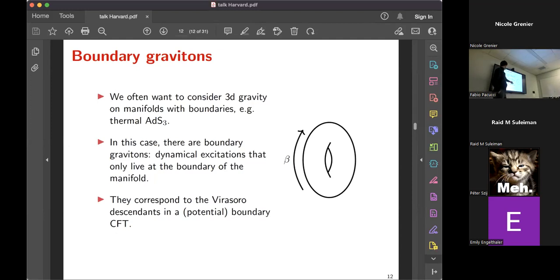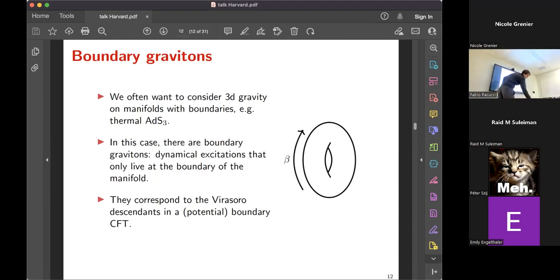In 2D CFT, we have the conformal symmetry algebra, which is called the Virasoro algebra. In particular, the Virasoro algebra implies that if you have one state, then everything has to fall into representations of this Virasoro algebra. In particular, there are all the descendants, meaning if you act with the Virasoro algebra, you get many states. They're called descendants, and they correspond to these boundary gravitons.